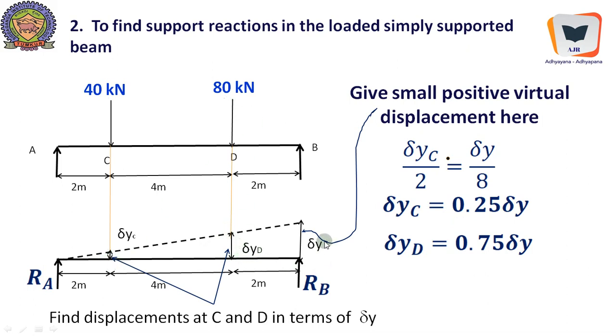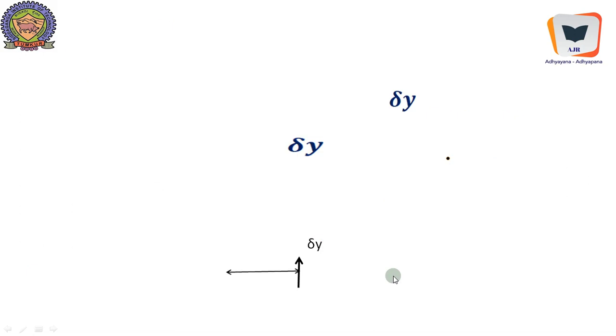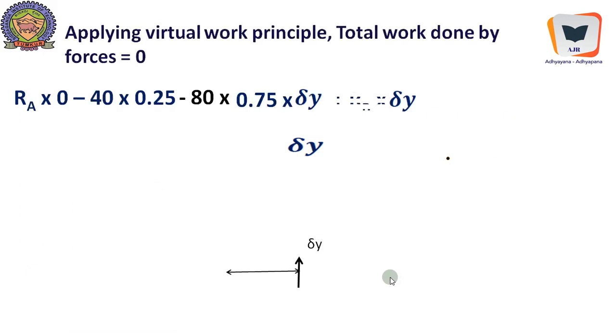And this value should be expressed as a parameter involving del y, because we want to reduce the whole lot of unknowns into only one unknown, that is del y. So del yd expressed in terms of del y, del yc expressed in terms of del y. Once again it is over here. Then we will just multiply. That's all. The loads are negative, but the displacements are positive, while RB is positive because it's going up, and displacement is what we have given.